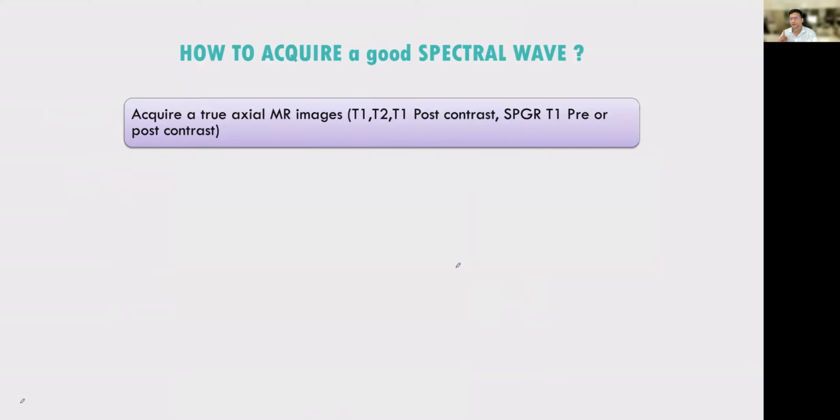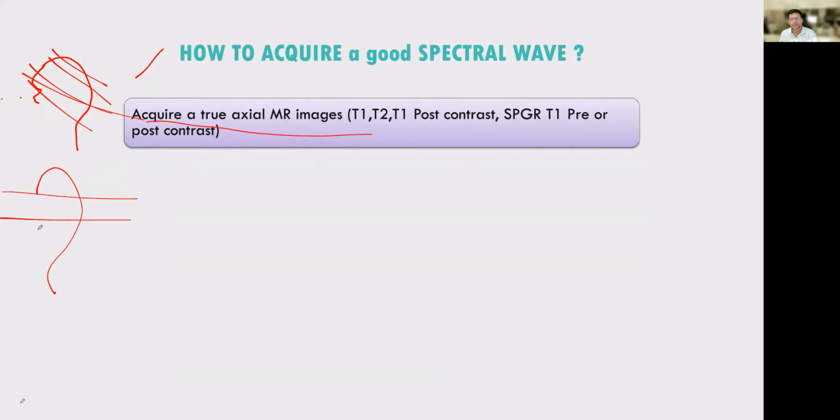How to acquire a good spectral wave. One of the most important slides of my lecture. Please write down or take a photograph or a screenshot, whatever it is. How to acquire true axial images. Most of the people will not be doing it. Normally the brain planning will be done to avoid the orbits and also to avoid the sinuses. Brain planning will be done in not true axials. Oblique axials they plan to avoid the susceptibility weighted artifacts. But whenever you are planning MR spectroscopy, you have to take the true axials.